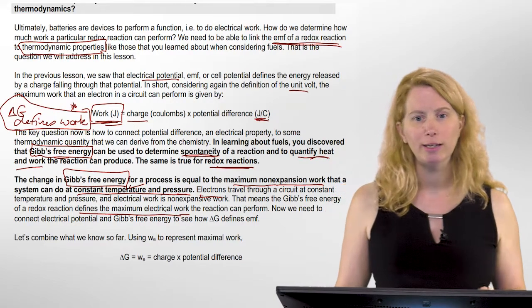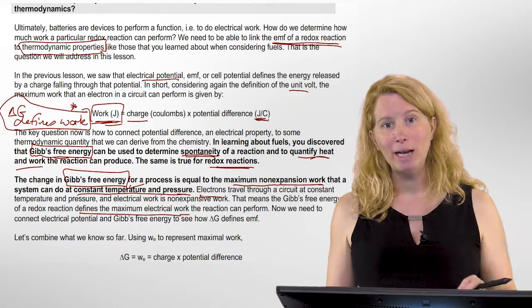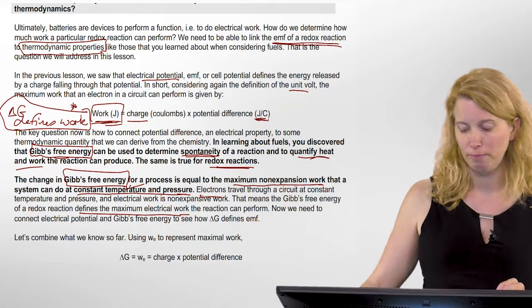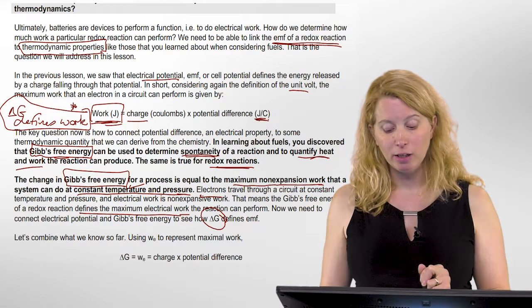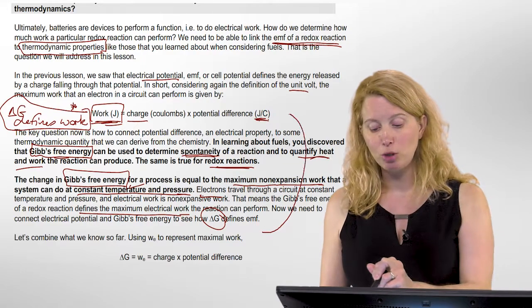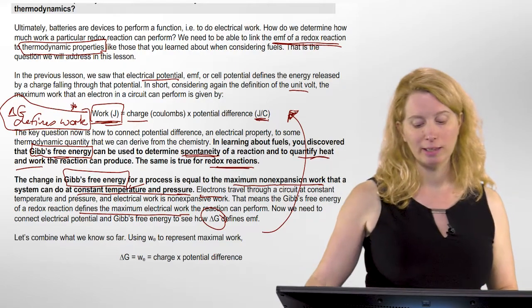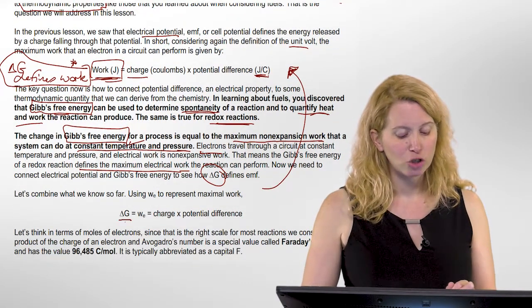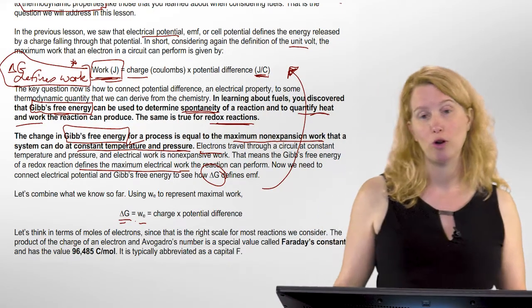In the context of redox chemistry, Gibbs free energy defines the maximal electrical work that we can perform with a particular reaction. So what we need to do right now is connect delta G back up to our expression for work that we had at the beginning of this lesson. And that's what I'm going to do right here. Delta G is equivalent to the maximum work that can be performed.